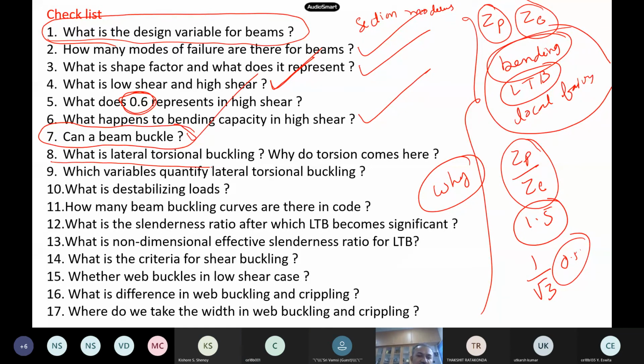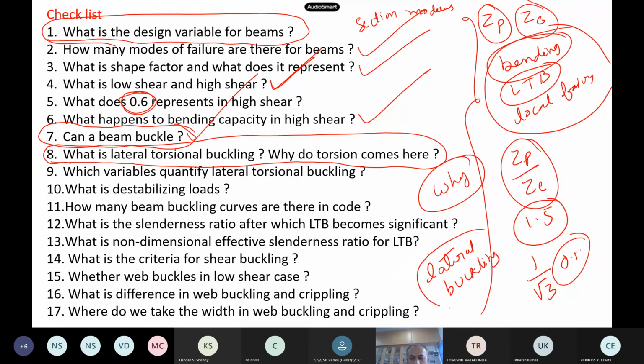Now what is lateral torsional buckling? Why does torsion come here? Why don't we call it just lateral buckling? The upper flange, the compression flange, buckles, and the beam becomes twisted. Because the tension flange doesn't buckle, you have non-uniform behaviour. So that's why we call it lateral torsional buckling. Both are combined here.